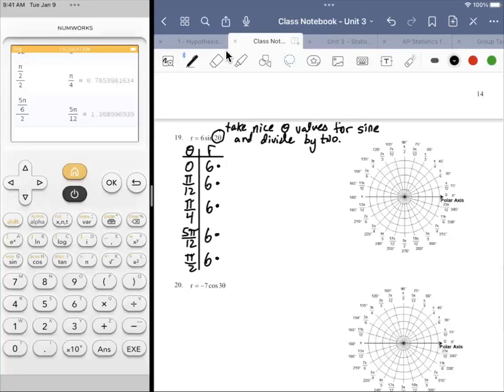Sine of 2 times 0, so sine of 0 is 0. So my coordinates, again, r comma theta, would be, in this case, 0, 0. 0 steps in the direction of 0 is just 0. I'm sorry, it's just the pole. All right, pi over 12 doubled is pi over 6. Sine of pi over 6 is 1/2. So that gives me a 3. So 3 steps in the direction of pi over 12.